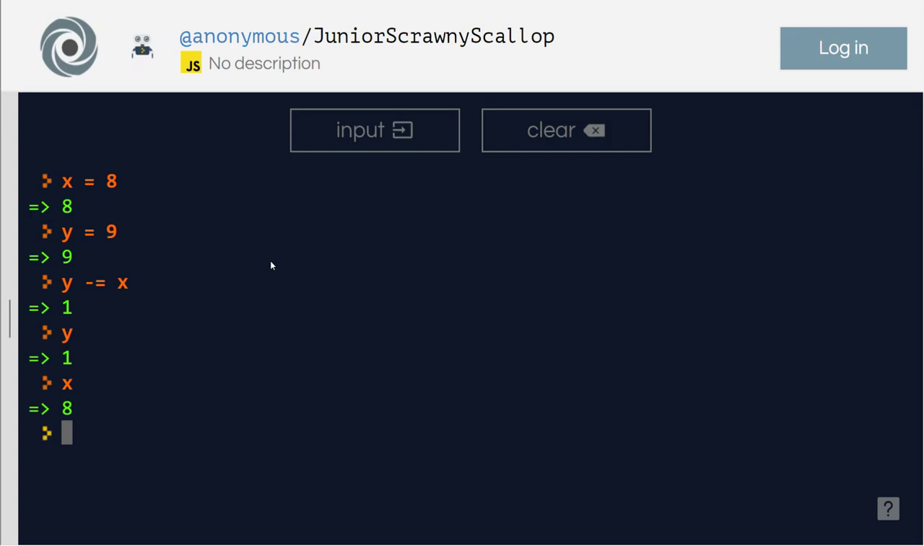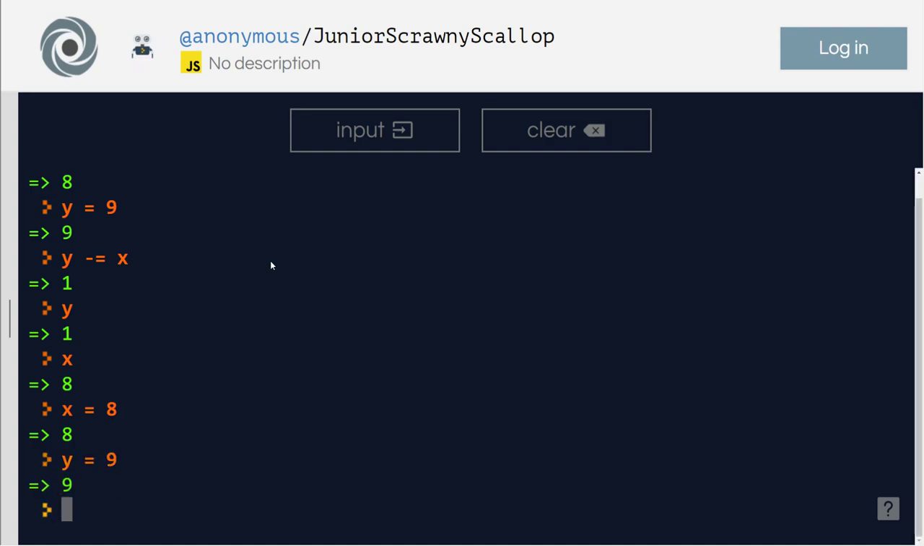All right, so what I did, y minus equals x, means the new value of y is going to be y minus x. You guys are smart enough to figure this out. So y equals y minus x. Makes sense. So the y value is 1, which is the same as what I did here.